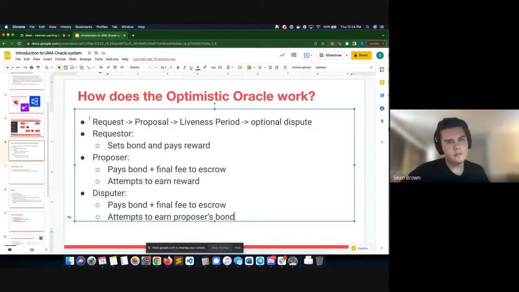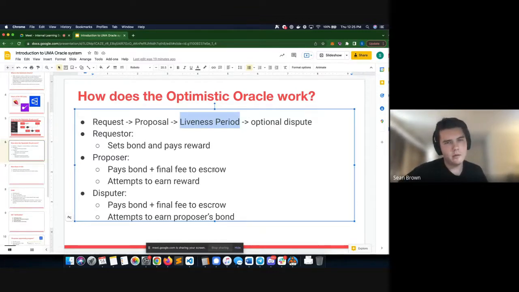So this is just a really rough summary of what we were just talking about, a general overview of what the flow looks like. There's a price request, a proposal in response to that request that then sits through a liveness period, a review period. If it's not disputed, it's accepted as truth. If it is disputed, then it's escalated to our DVM.